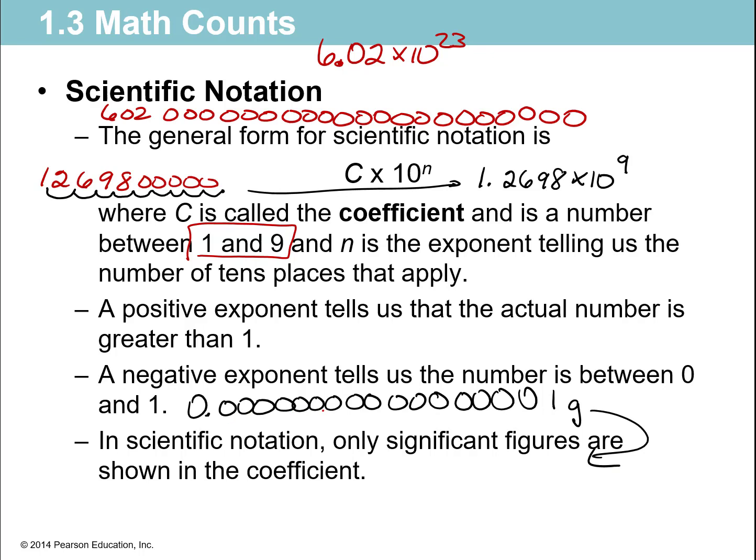1, 2, 3, 4, 5, 6, 7, 8, 9, 10, 11, 12, 13, 14, 15, 16, 17. So this would be 1 times 10 to the negative 17 grams. Okay? And notice I just put a 1. You don't have to put 1.0. I just put a 1 because the 1 is the only significant figure in that number. I had to go 17 times to get my decimal place behind that 1.